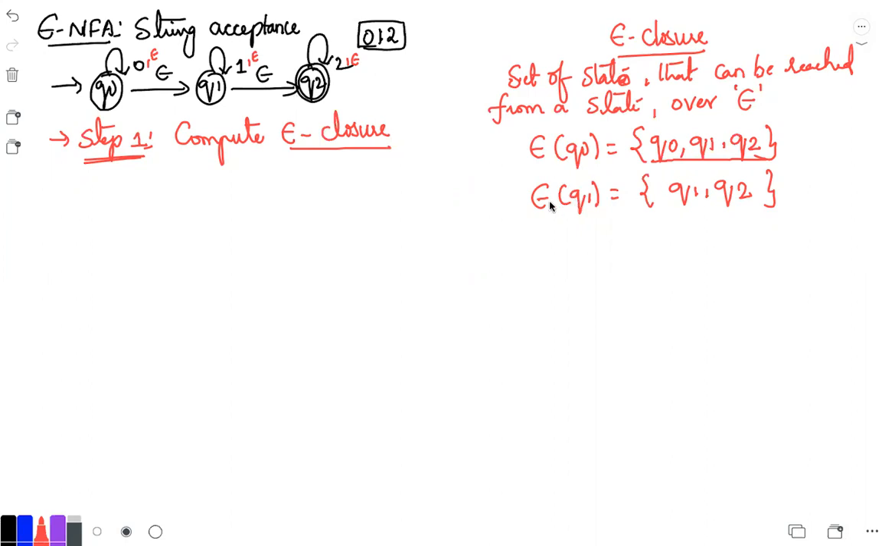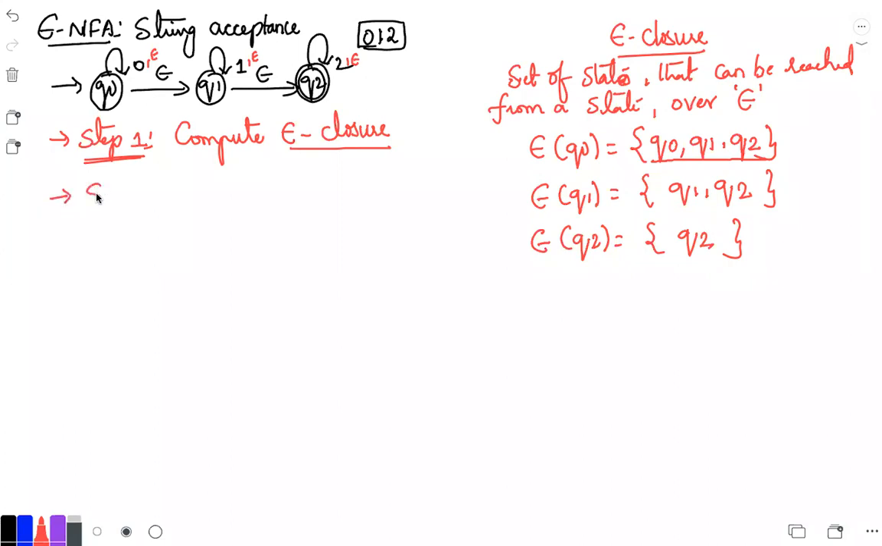So epsilon closure of Q1 is Q1 as well as Q2, but not Q0, because there's no path from Q1 to Q0 over epsilon. In the same way, epsilon closure of Q2: what are the states? Only Q2, right? There are no other states. So epsilon closure of Q2 is Q2. This is step 1. In the Epsilon-NFA, compute epsilon closures and write them aside as this first step.